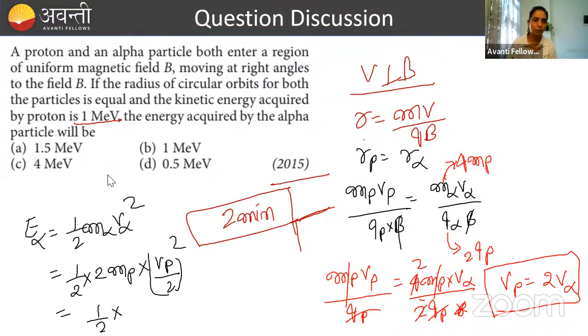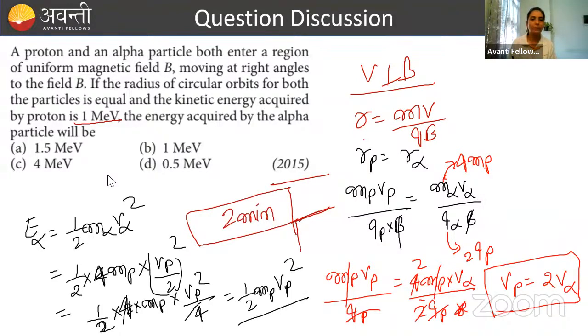So half into 2 into mass of proton into Vp squared by 4. Done. Sorry, mass of alpha particle will be 4 times mass of proton. So here it will be 4. 4 will get cancelled and you will get half mass of proton, velocity of proton squared. So both are equal. Energy of alpha particle is equal to energy of proton. Done. So the correct answer will be B.